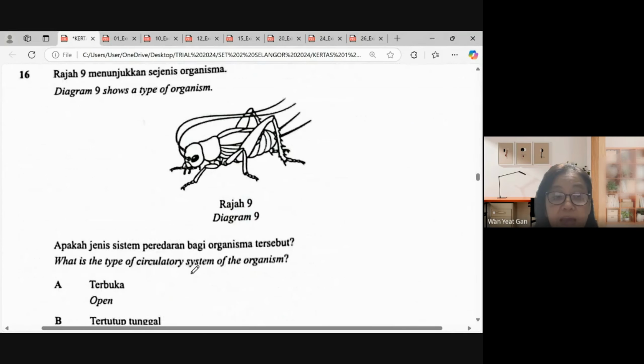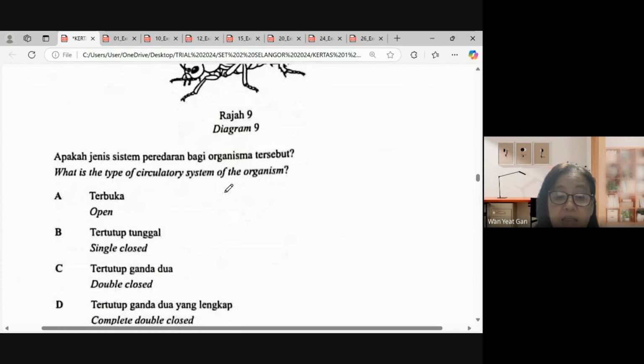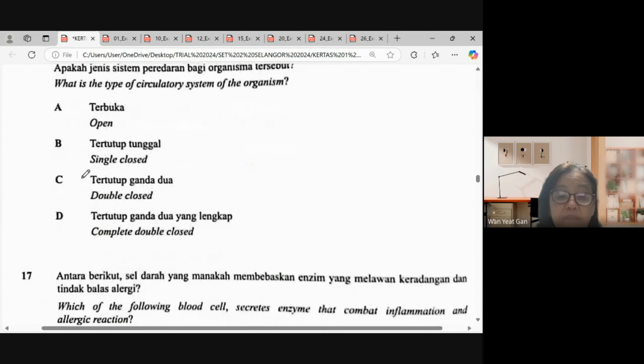Okay, next. Diagram 9 shows a type of organism. What is the type of circulatory system of the organism? This is an insect. An insect has an open blood circulatory system. Open circulatory system, yeah. It doesn't have blood capillaries.